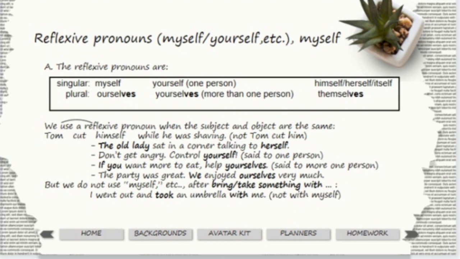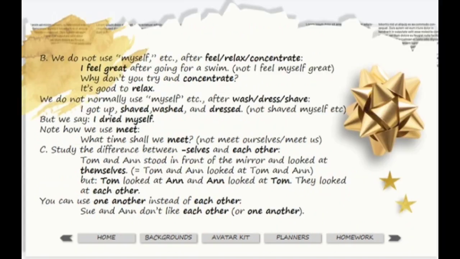The other example, don't get angry, control yourself, said to one person. If you want more to eat, help yourselves. It means said to more than one person. The party was great. We enjoyed ourselves very much. But we do not use myself and etc. after bring or take something with. For example, I went out and took an umbrella with me. It means not with myself.